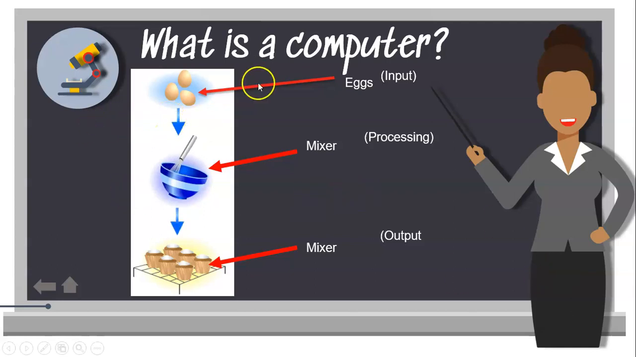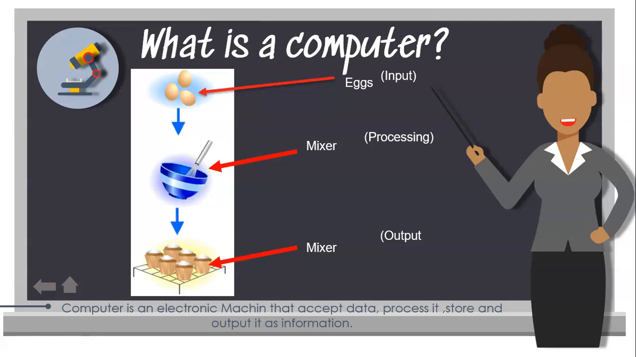As we said for the input, these eggs you can't eat raw. Those are facts, and they don't make any sense. Those can represent data. Then when you come down, this diagram will really help us to define what a computer is.